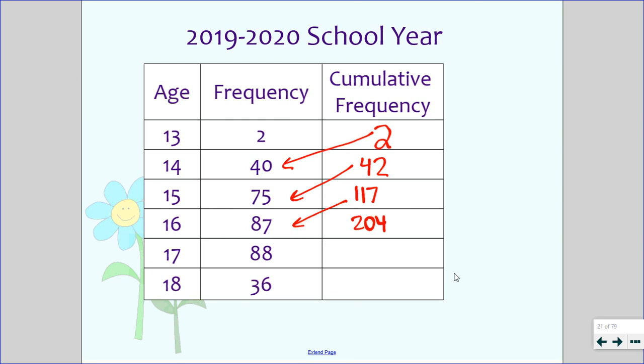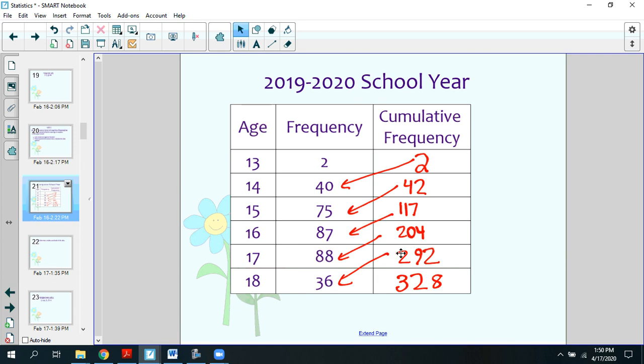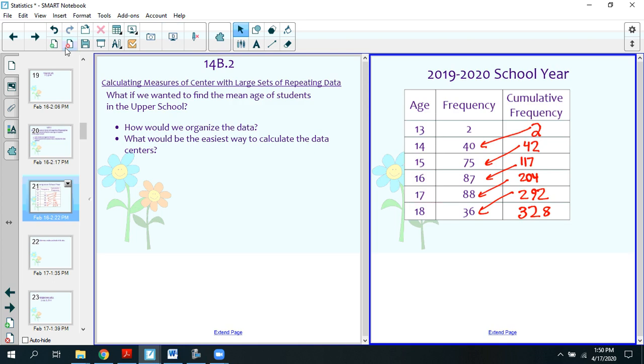And then adding again, we have 292 students that are 17 and under. And then we have 328 students that are 18 and under. So the cumulative frequency is adding as you go. You're accumulating and collecting the students as we go to larger and larger ages. And once we hit 18, we know all the students in the upper school, or 328 of them, are 18 or younger. Okay, so now I'm just going to go to dual screen here.